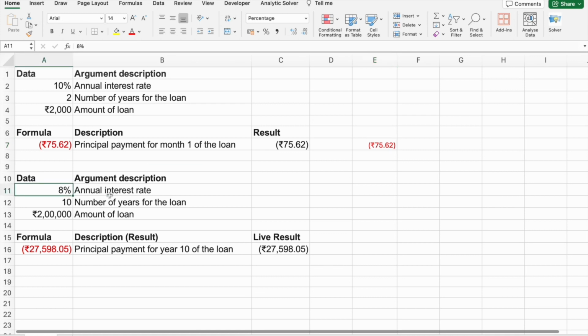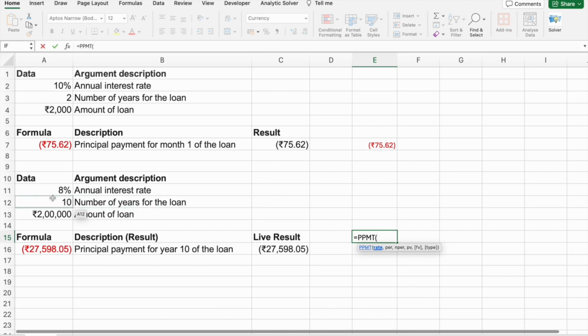As you can see, here we have another example. For this example, we have an annual interest rate of 8%, the number of years for the loan is 10, then the loan amount is 2 lakh. So we have to find the principal payment for year 10 of the loan. Okay, so let's do this. Here I'm just going to use the formula PPMT.